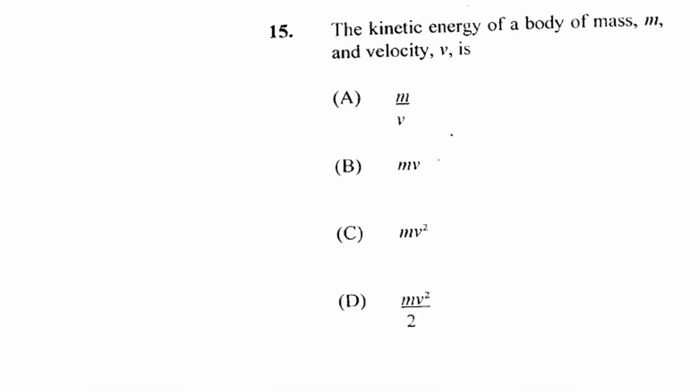Number 15. The kinetic energy of a body of mass m and velocity v is, well, here you just need to know the formula. It's 1/2 mv squared, so the answer is D.